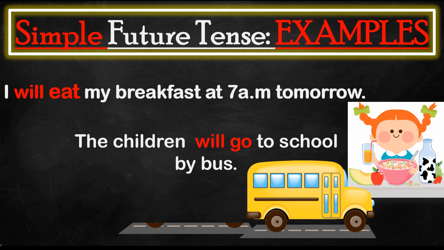Let us look at some of the examples for simple future tense. I will eat my breakfast at 7 a.m. tomorrow. The children will go to school by bus. So in these 2 sentences, will eat and will go are simple future tense.